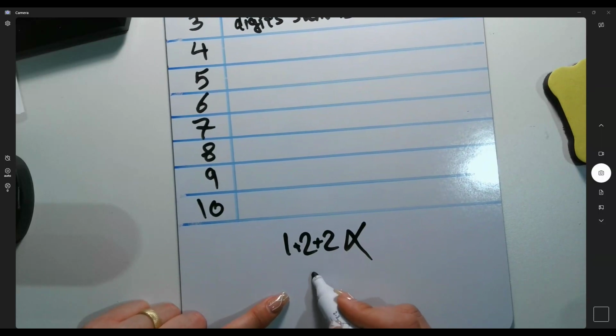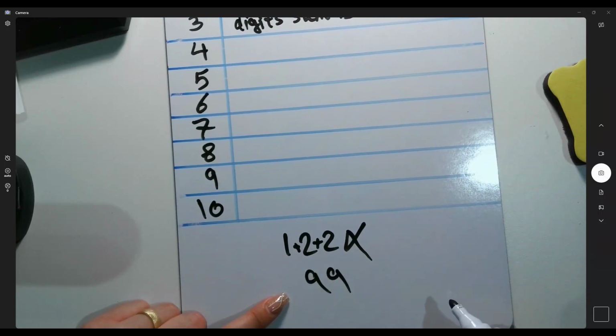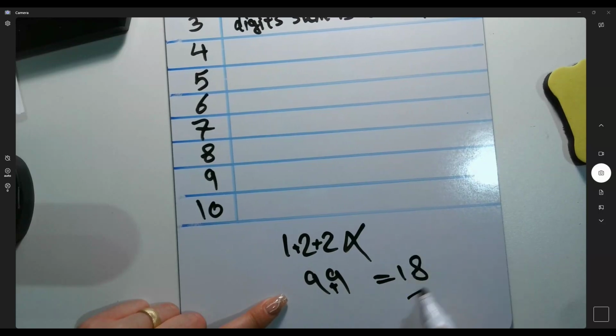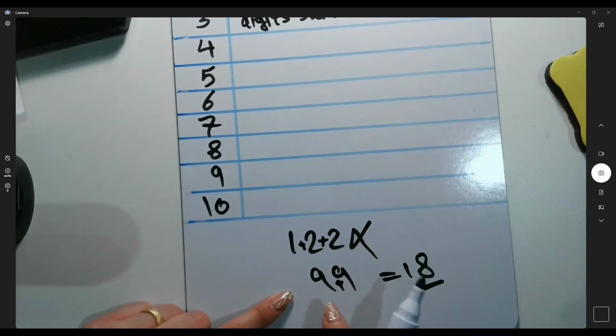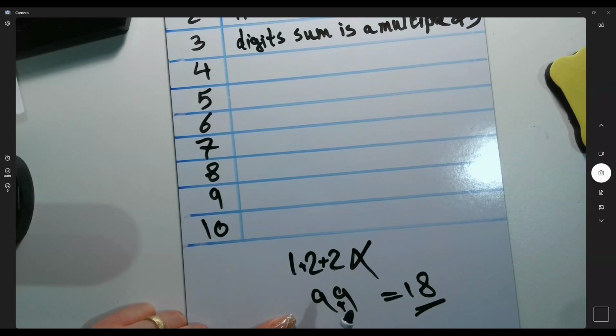However, if I said 99, when you add them together, this is equal to 18, and 18 is in the 3 time table, so I can divide 99 by 3.